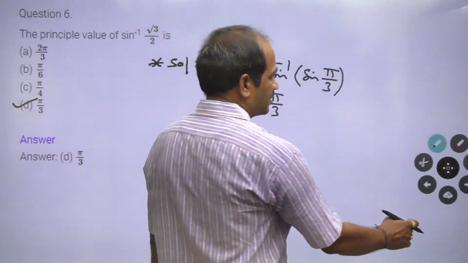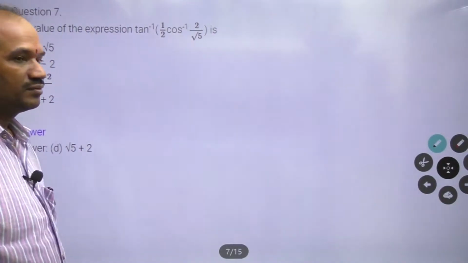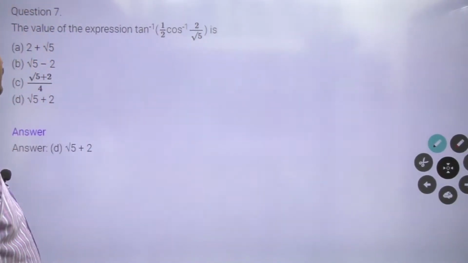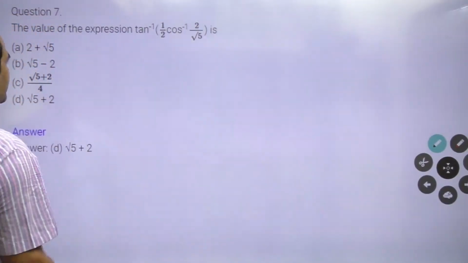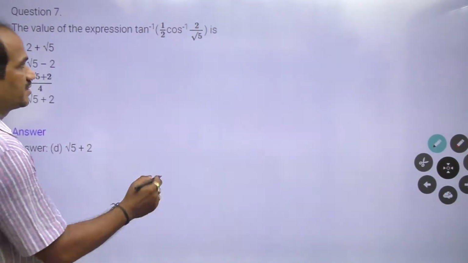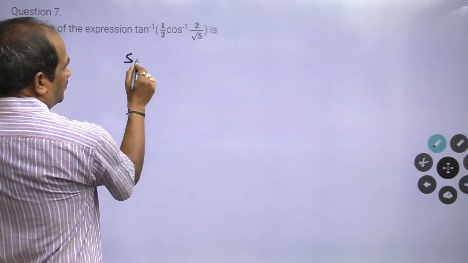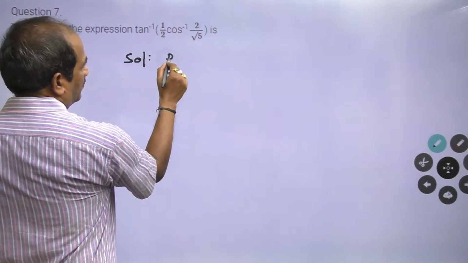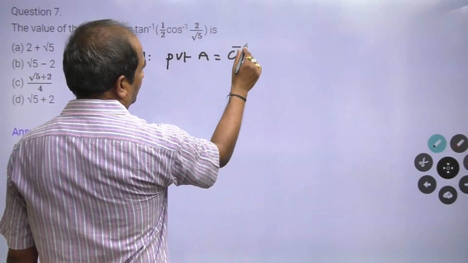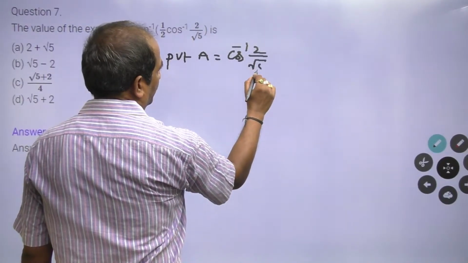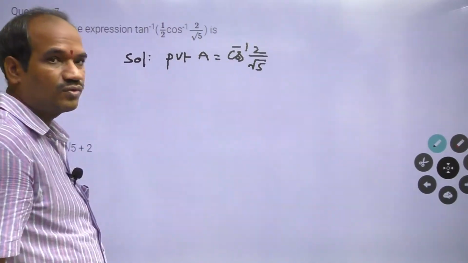Great, next problem. Question number 7: the value of the expression. In this solution, put a is equal to cos inverse of 2 by root 5.